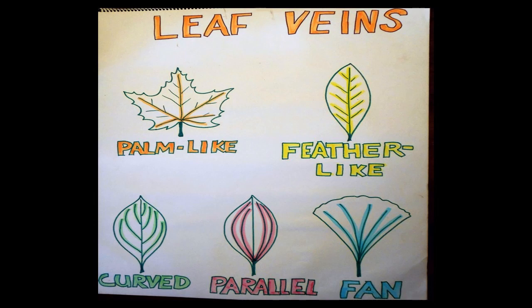Parallel, not sure of any that comes to mind, but that's another shape that you look for. Fan shape, there's only one that I know, called ginkgo. That's one of the oldest plants around that hasn't changed since the days of the dinosaurs. So you'll see ginkgo trees periodically in people's yards. They're more like an ornamental tree, but that's the different types of leaf veins.